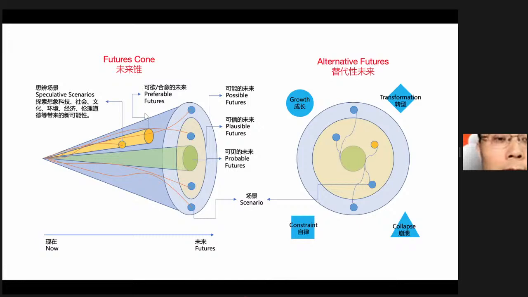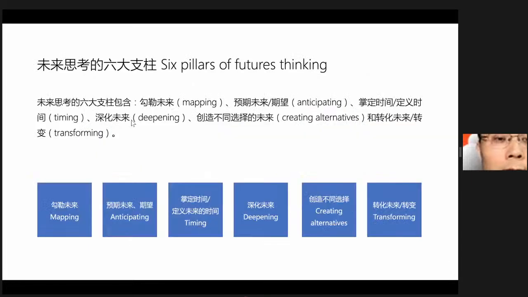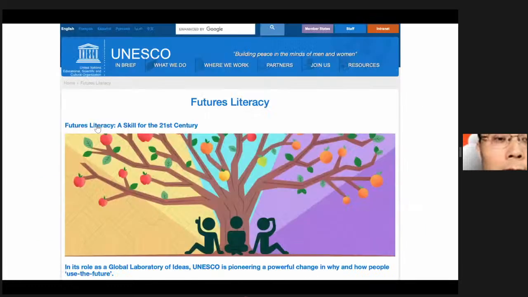And there are four alternative futures: growth, transformation, constraint, and collapse. This is a way for us to describe the development of future. And this is the study. We put future into different visions to see all kinds of possibilities. And also we divide the thinking of future into six pillars, including mapping, anticipating, timing, and deepening, creating alternatives, and realizing transformation. These are all the foundations for the future study.